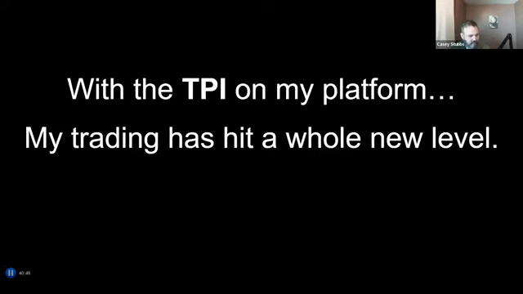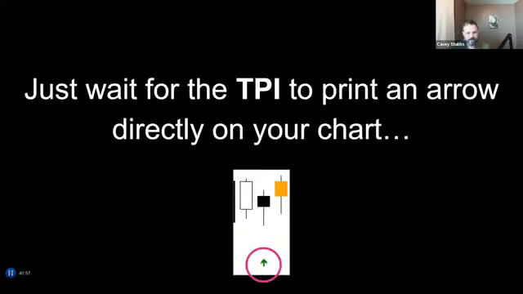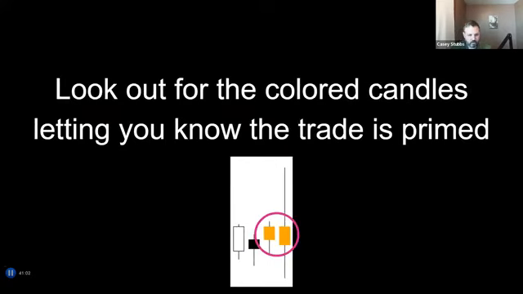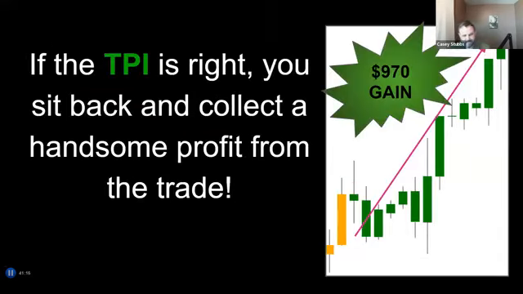With the TPI on my platform, my trading has hit a whole new level. And let me tell you, trading is a lot more fun this way too. Just wait for the TPI to print an arrow directly on your chart. Look out for the colored candles letting you know the trade is primed, and jump right in when the bright colored entry candle shows up. If the TPI is right, you'll sit back and collect a handsome profit from that trade, like this one you see here for a $970 gain.